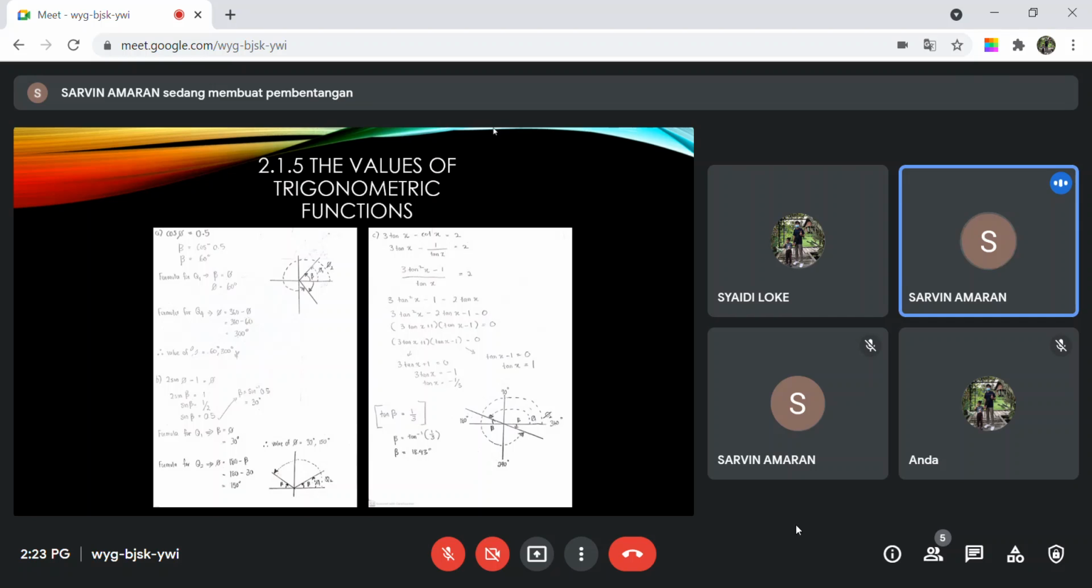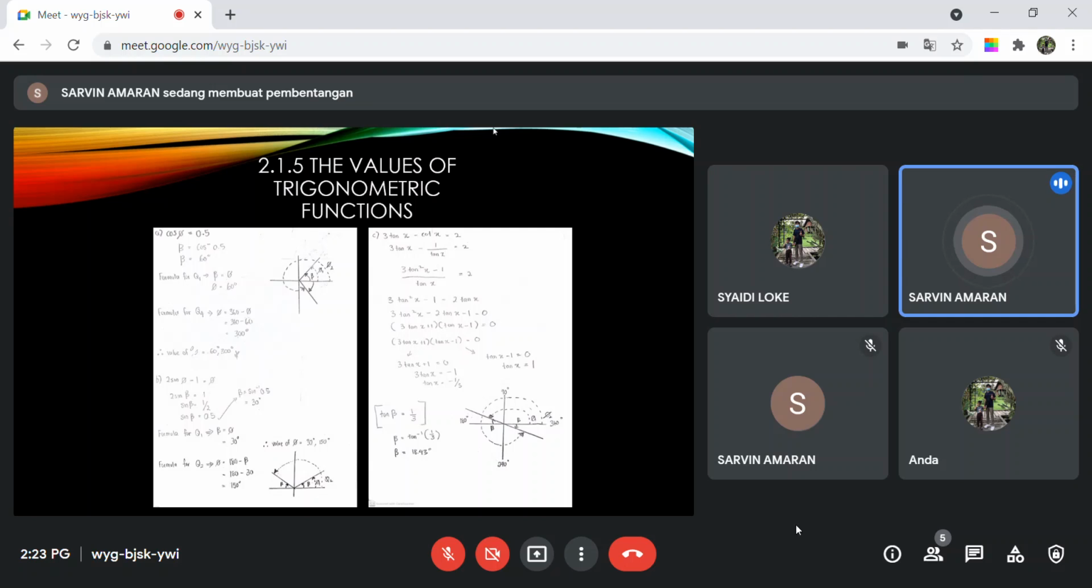Okay, last but not least is question 3, which is tan. When it comes to tan, it's a very difficult and tricky question, but we can do this. We can solve it one by one. So 3 tan x minus cot x equals 2.